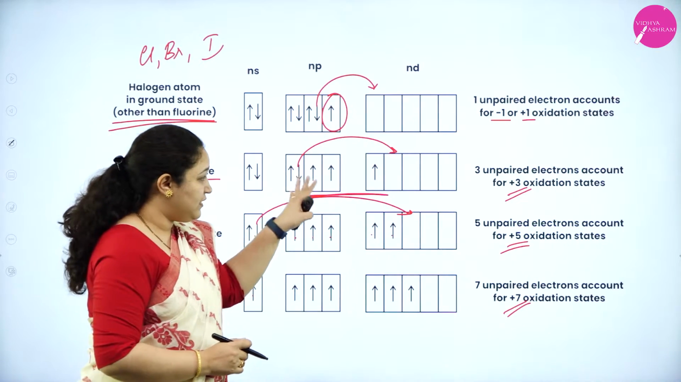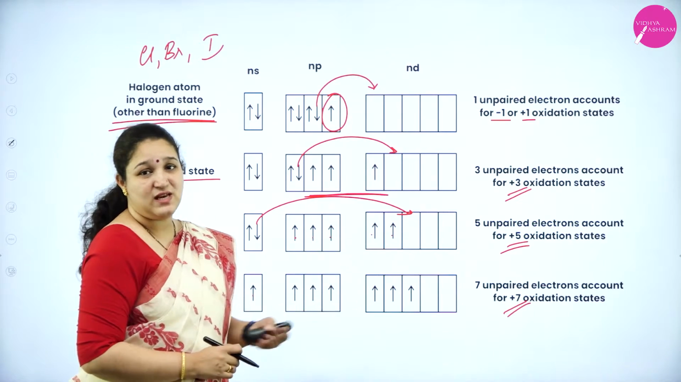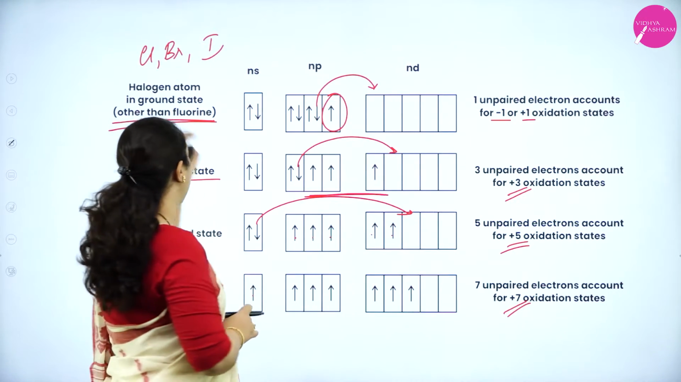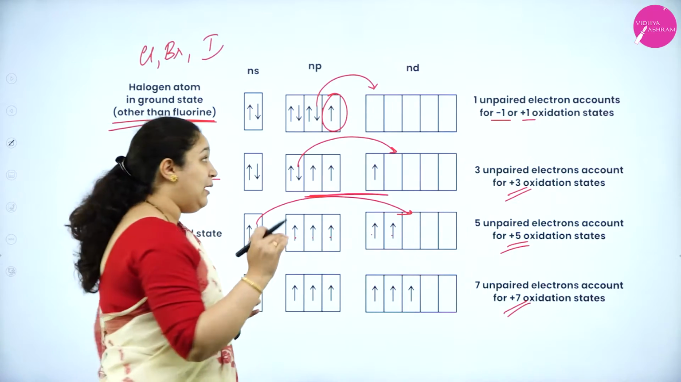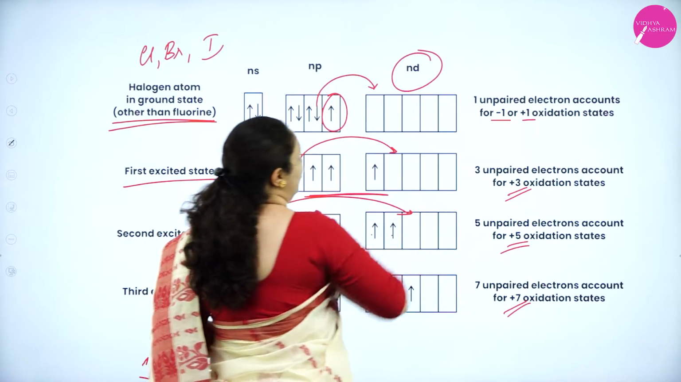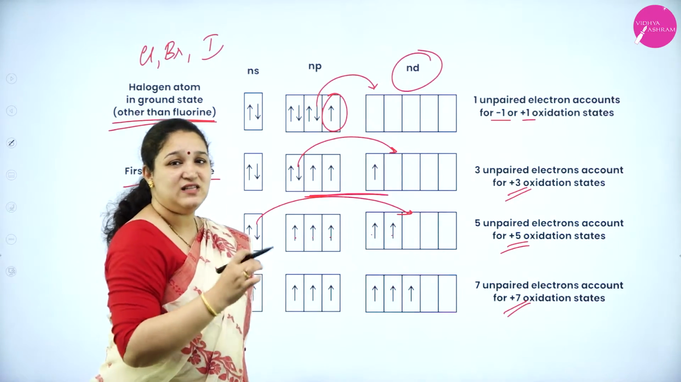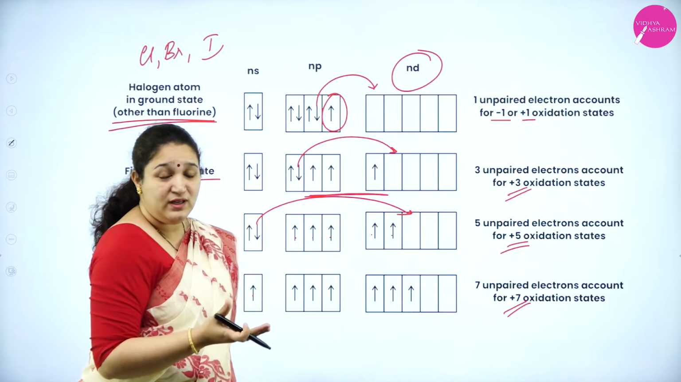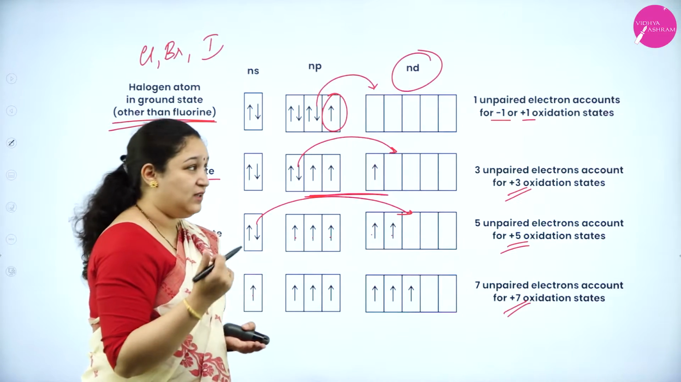Now, all of this +3, +5 and +7 can be shown only by chlorine, bromine and iodine, because they have got vacant d orbital in their valence shell. Fluorine does not have vacant d orbital, isn't it?